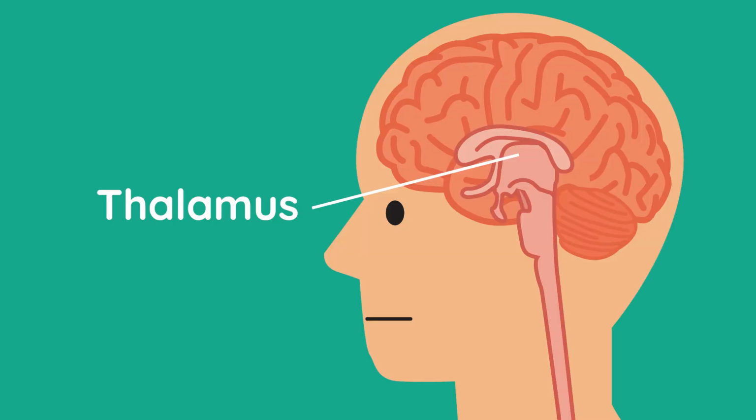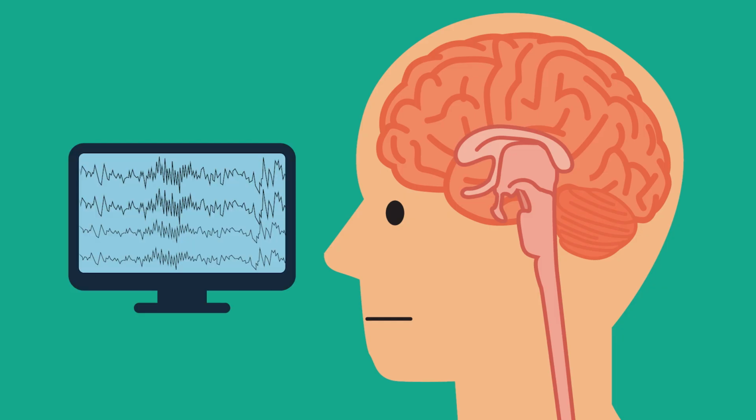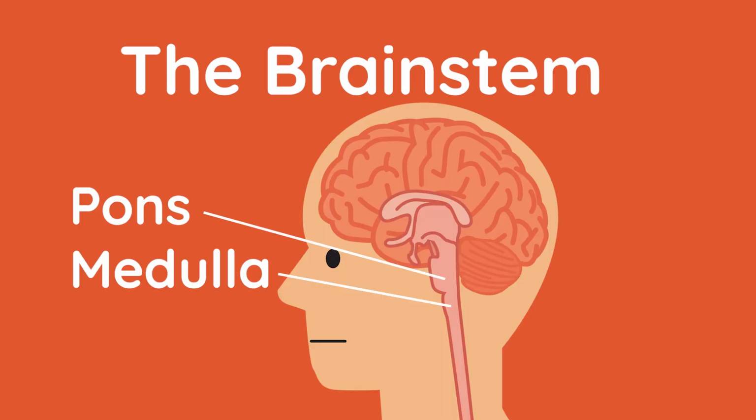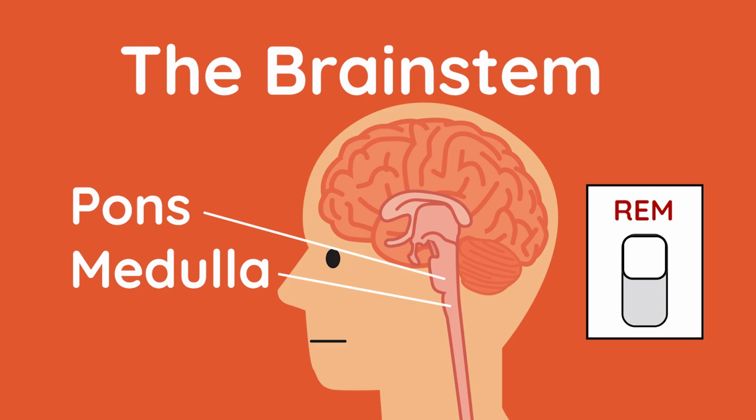The thalamus is a relay station and the generator for sleep spindles in N2 sleep. When you score a sleep spindle, you're literally watching the thalamic neurons fire in rhythmic bursts. The brainstem, including the pons and medulla, is the REM switchboard. The pons helps trigger REM, and the medulla nuclei regulate breathing, which is super critical in polysomnography, specifically for sleep disordered breathing.